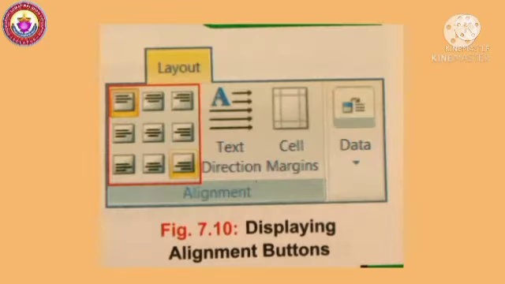Alignment refers to the positioning of the text in a table cell. Alignment is applied to the text entered in a cell. By default, the text is aligned to the top of the cell. You will find 9 alignment buttons in the Alignment group on the Layout tab.